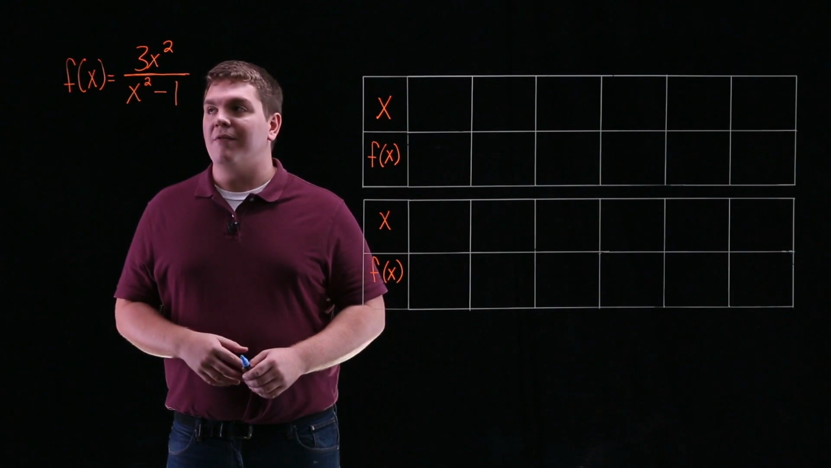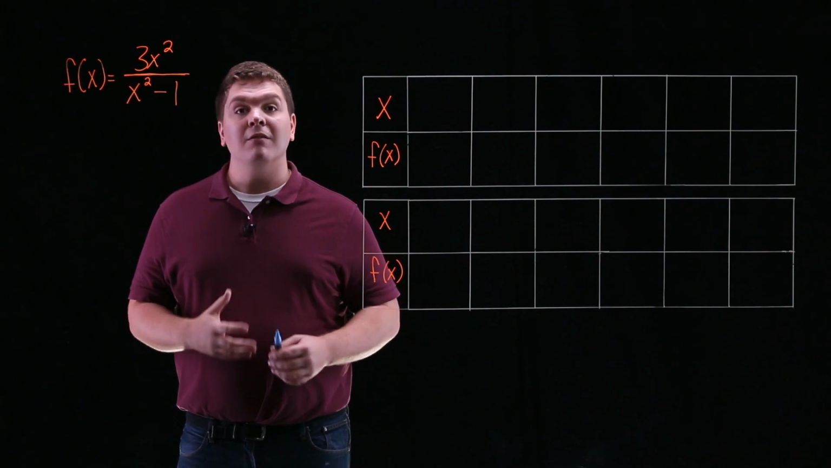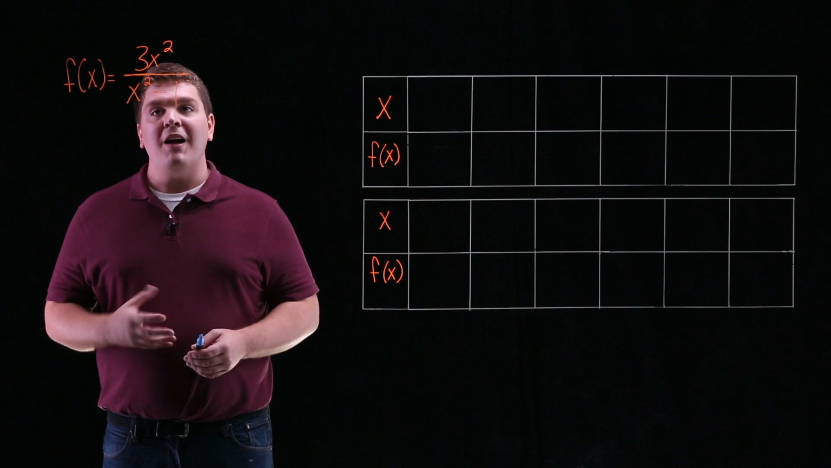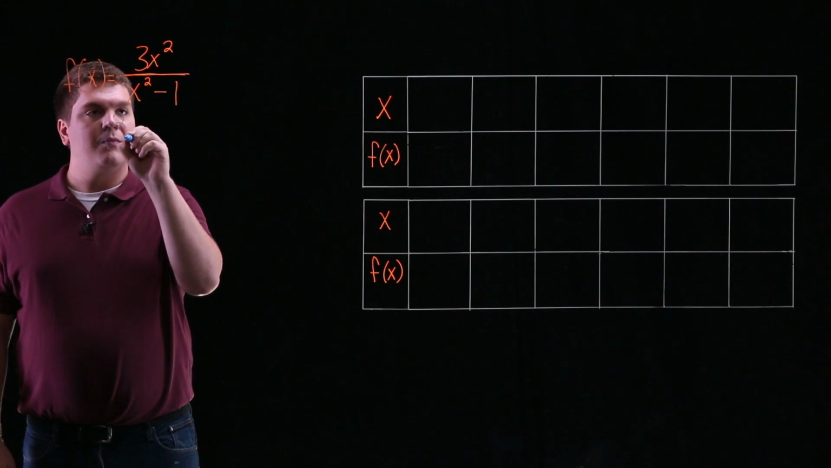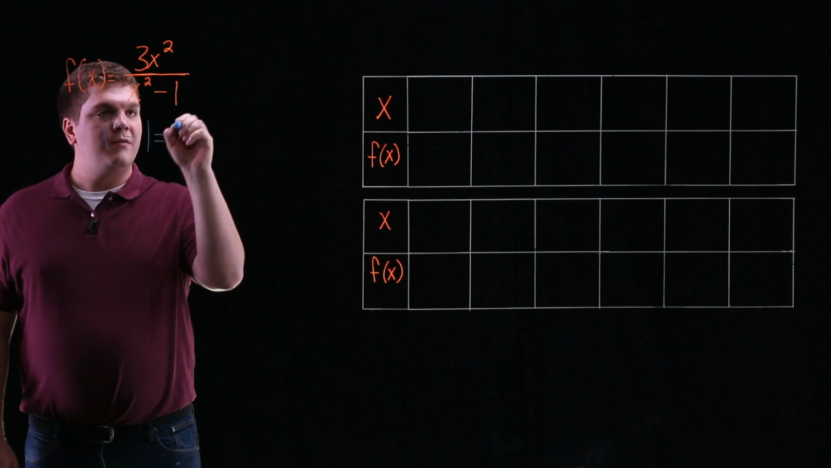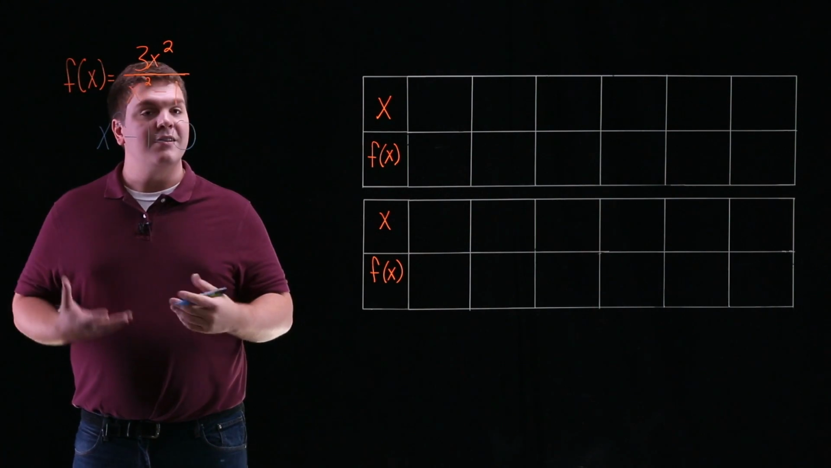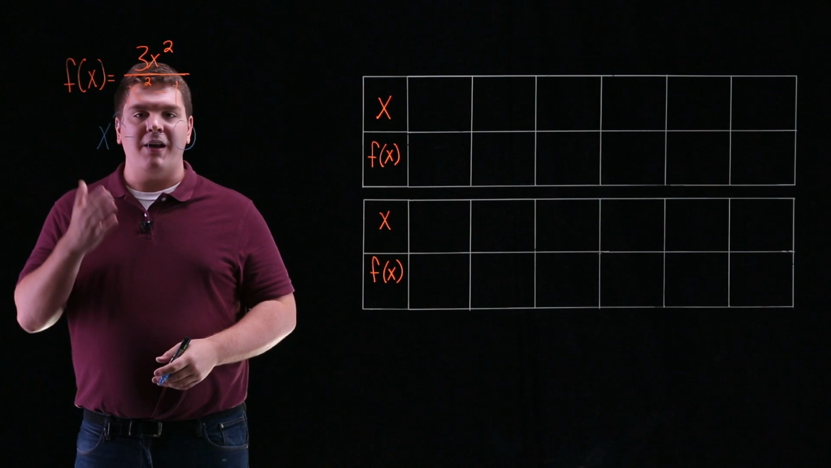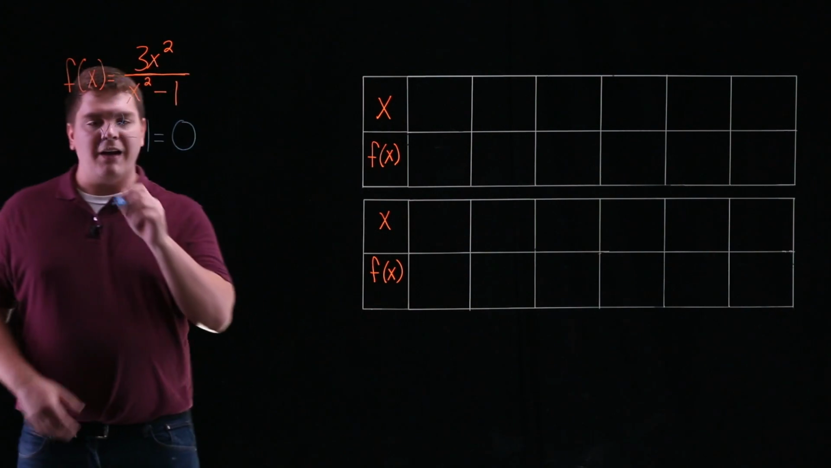So in order to find the domain of this function, all that we're looking for is the values which make the denominator equal to 0. So let's set the denominator equal to 0. We'll set x squared minus 1 equal to 0. And here, we can solve this a couple different ways. We could add 1 to both sides, take square roots, or we can factor. Let's go ahead and factor.